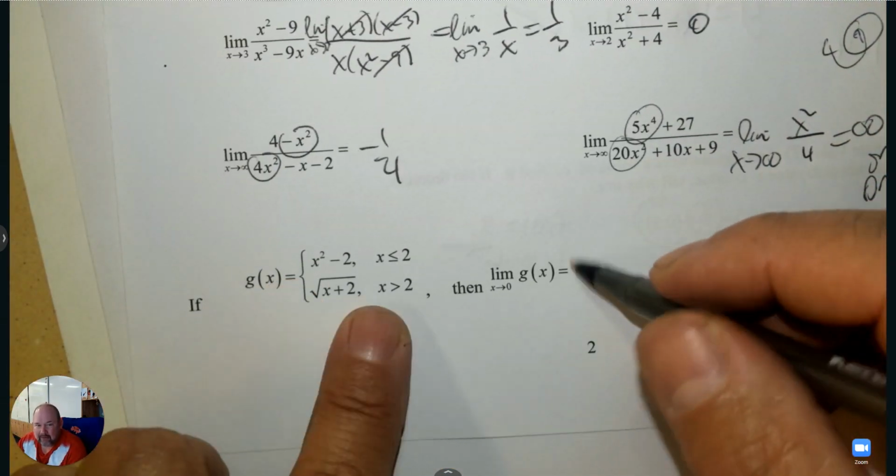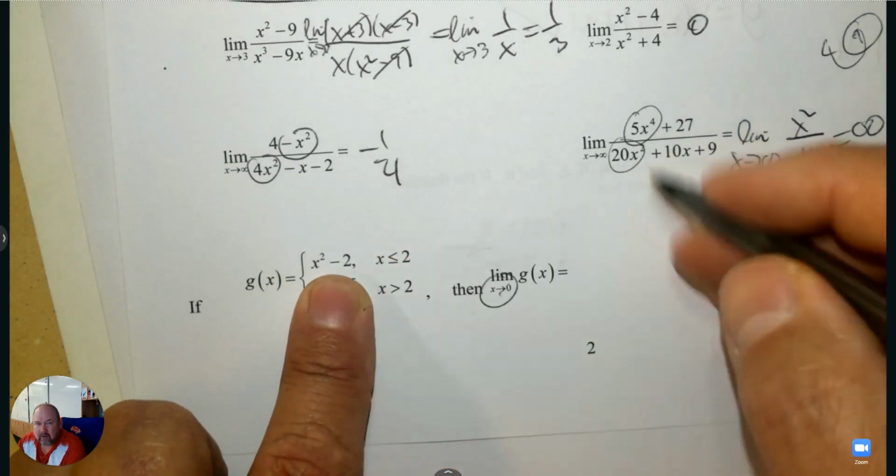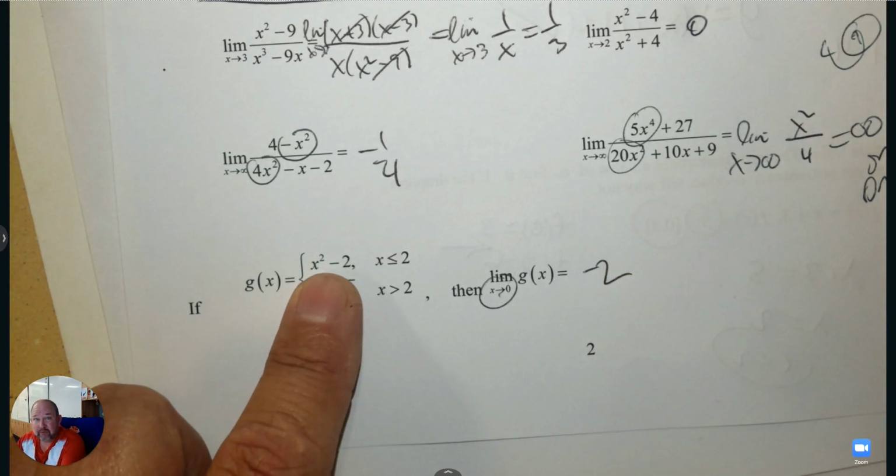How do I do a limit here? 0 belongs to the top, so plug in 0. Ultimately, a limit is just a substitution question, and then we do algebra when you substitute in as indeterminate, 0 over 0. All right.